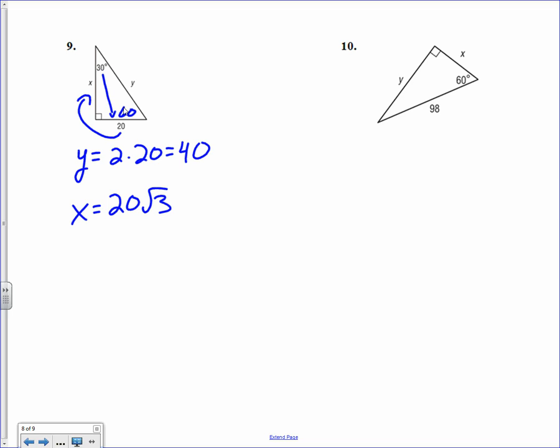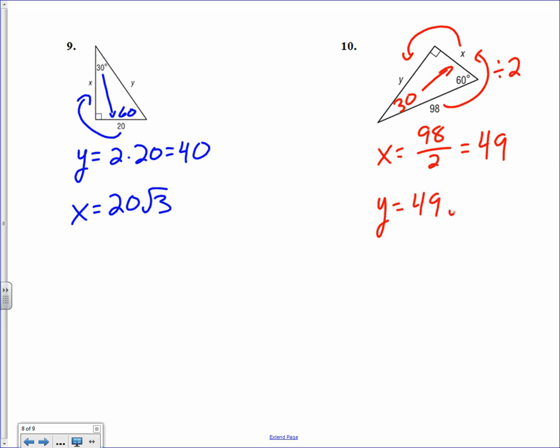And number 10, 98 is the hypotenuse. The shortest side is x, so to go from the hypotenuse to x, we're going to divide by 2. So x is 98 over 2, 49. And then to go from there to the longer leg, we multiply by root 3. And we get 49 root 3.